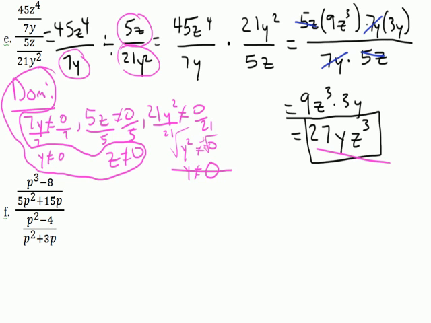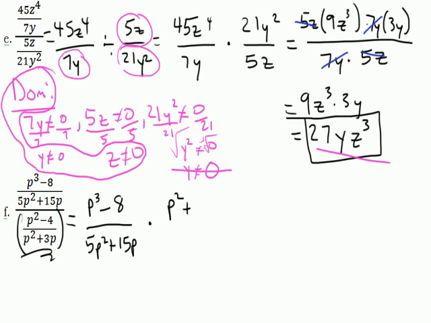Looking at F. Alright. So again, I have a fraction divided by another fraction. So this should be p cubed minus 8 divided by 5p squared plus 15p. And again, work this out before you go any further. Times the reciprocal of this initial fraction down here. So I'm going to multiply it by p squared plus 3p. You can write out that extra division step, that's fine, and then have this as your next step. That's perfectly okay to do. Or you can do it all in one step.